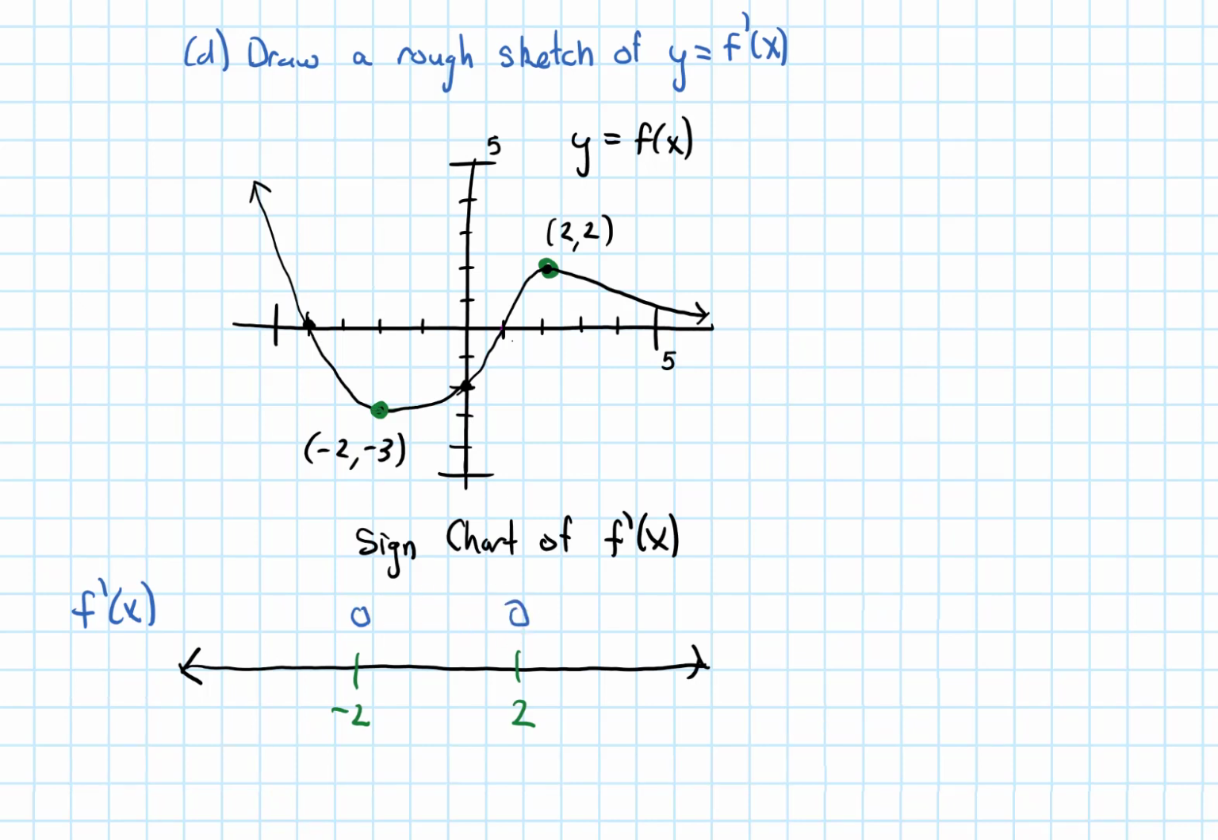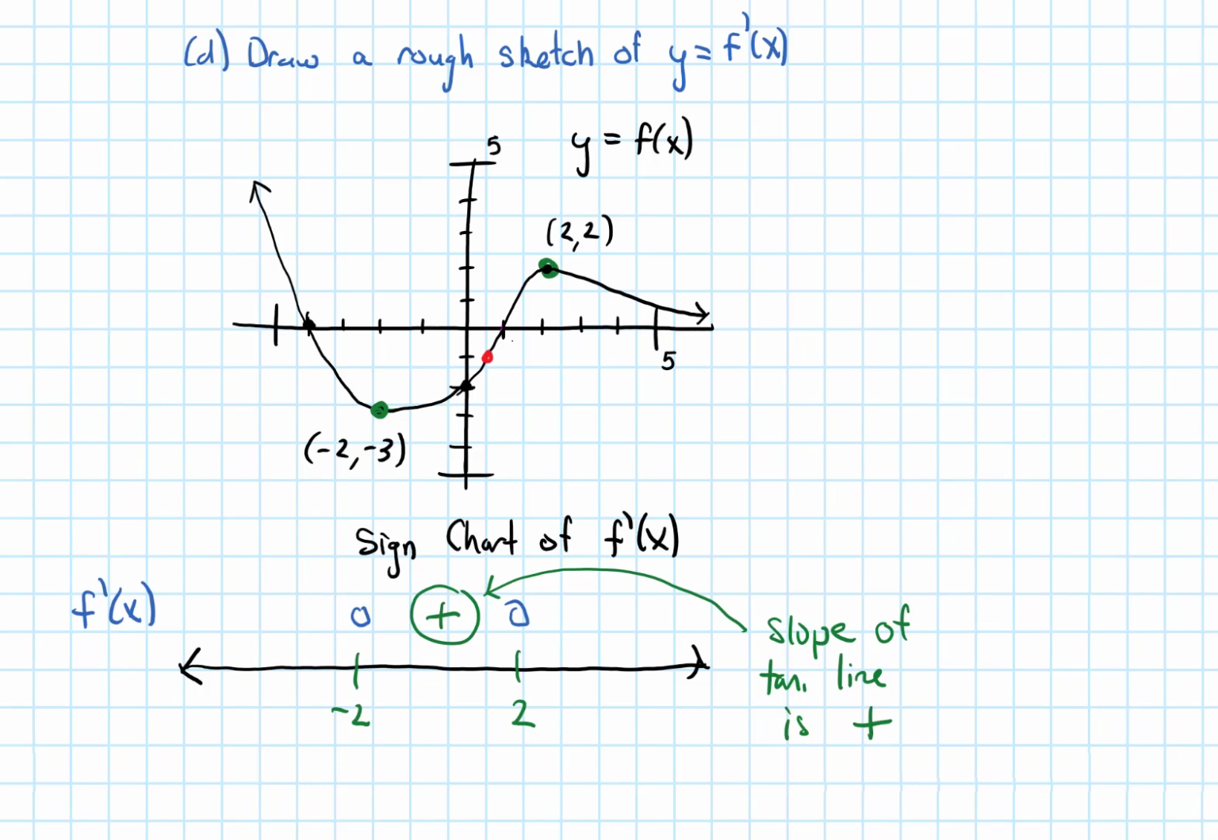Okay, in between -2 and +2, if I were to take a point on the graph in between those two and draw a tangent line, it would have a positive slope because my function is going up. So I'm going to put a positive sign, because remember, my derivative represents the slope of the tangent line. So in between -2 and +2, the slope of any tangent line that I draw is going to be positive.